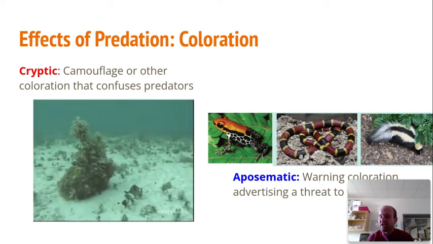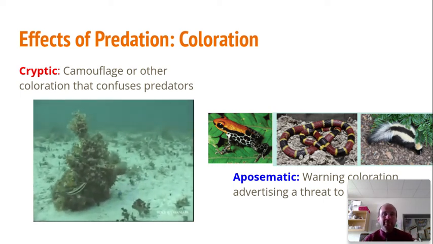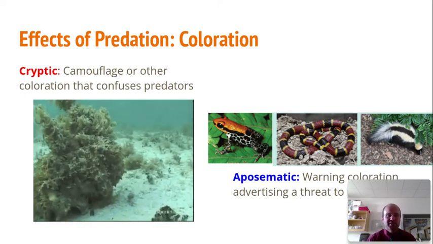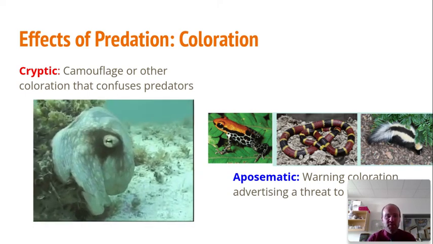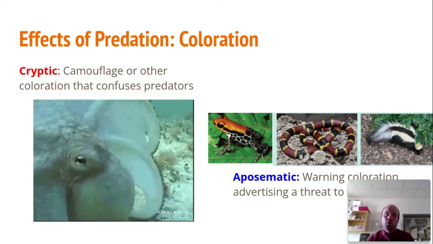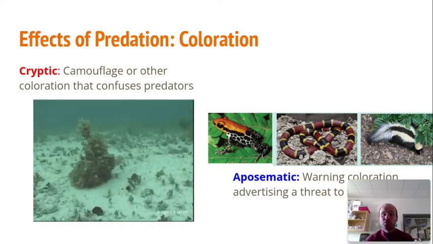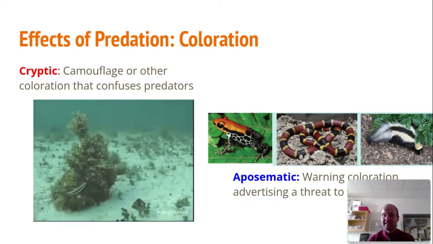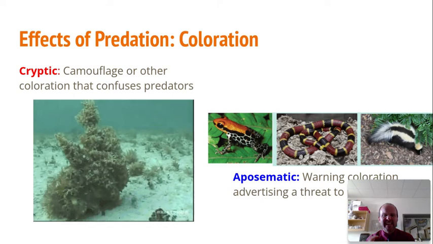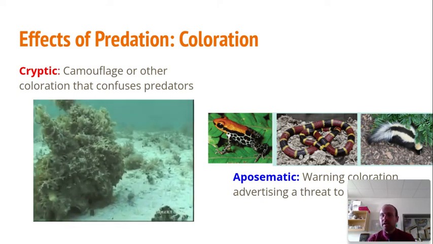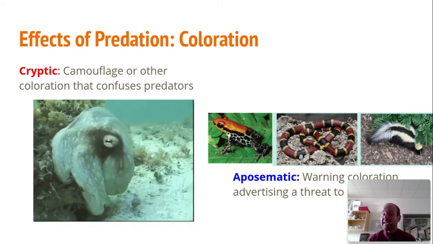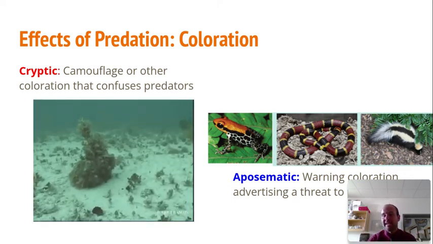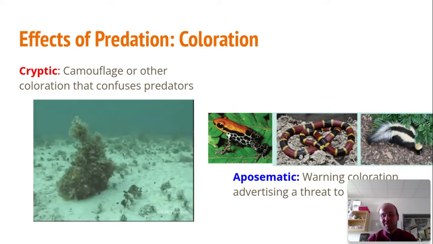What does predation cause? Well, some of these Red Queen adaptations are things like coloration changes. So here, whoa, an octopus just appeared. Cryptic coloration, or camouflage, designed to trick predators. Aposematic coloration. These are warning signs. So whenever you see really bright yellows, oranges, blues in nature, typically those animals are poisonous. So it advertises a threat to potential predators like, hey, you don't want to mess with me. It's going to be worse for you.